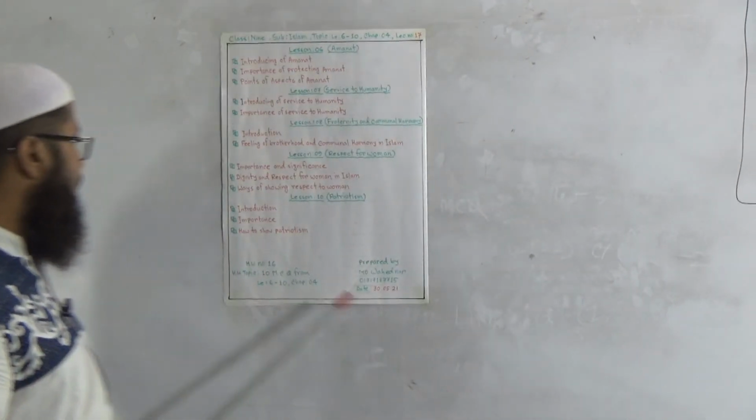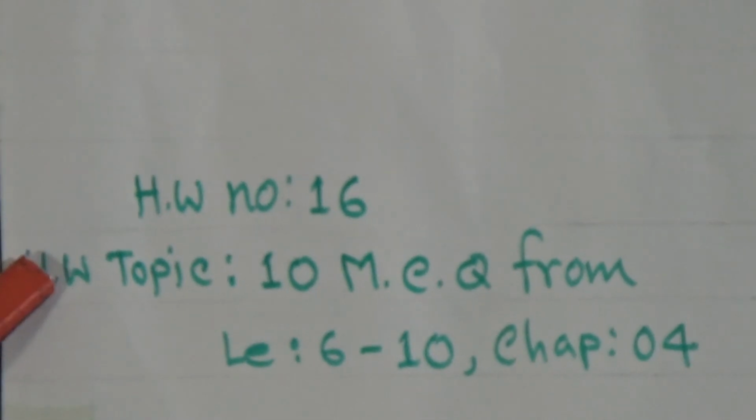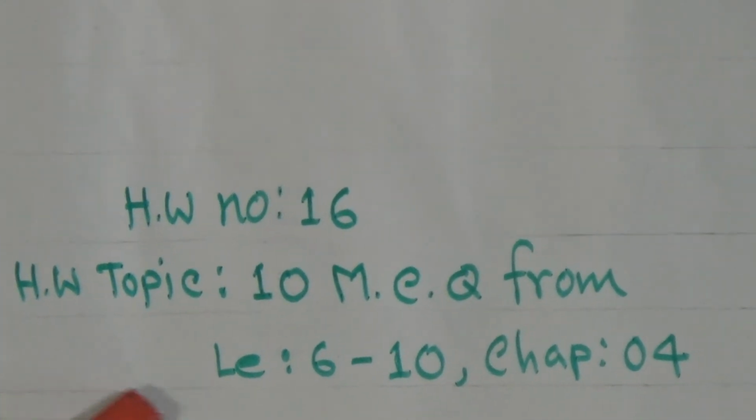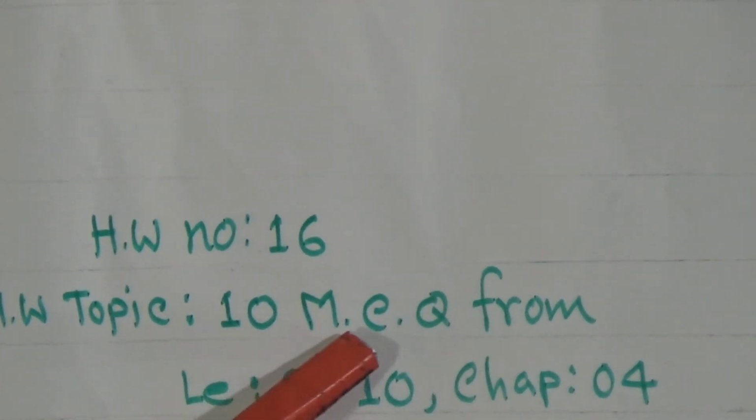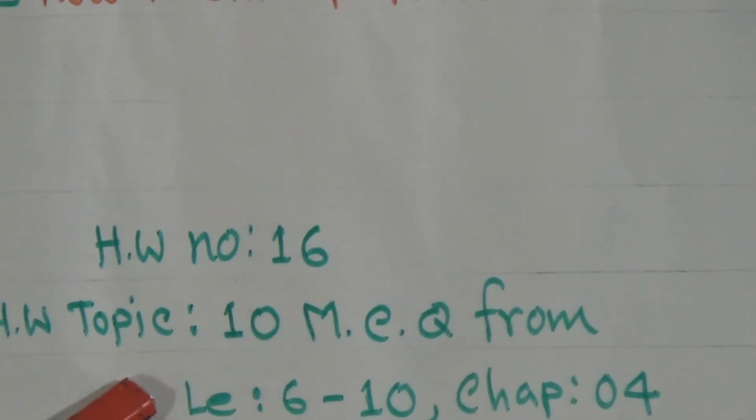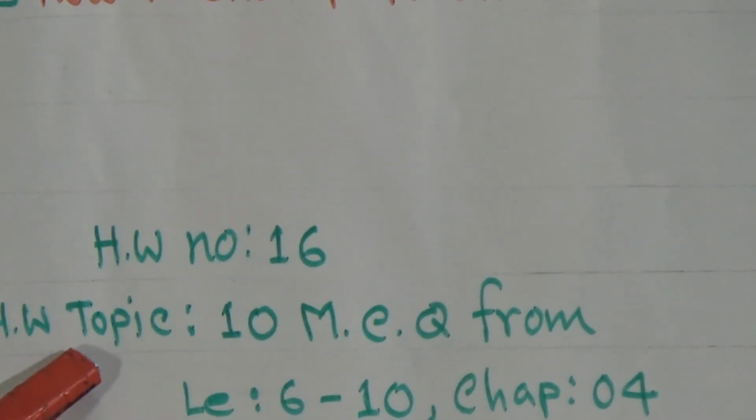Now keep attention to the homework. Your homework is 10 MCQs from lessons 6 to 10 of chapter 4. I mean, from the 5 lessons you will make 10 MCQs only. So for every lesson you will do 2 MCQs. So the total is 10 MCQs.